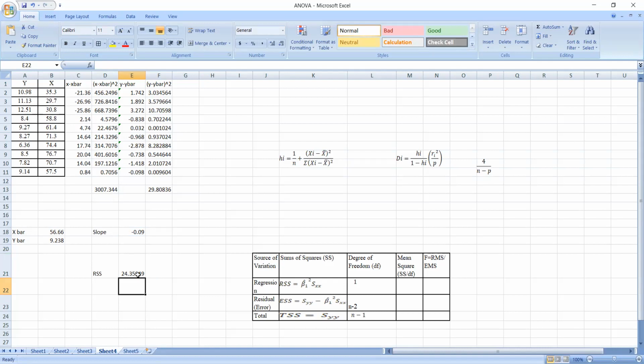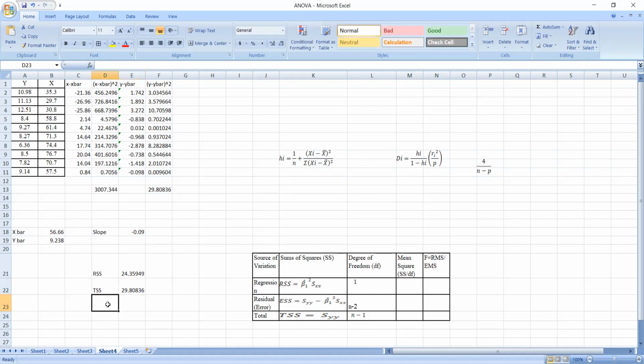And then let's calculate the total sum of squares. That is very easy to calculate because we can see the total sum of squares is equal to SYY. In other words, that is the summation of y minus y bar squared. I have already calculated that, so the total sum of squares is equal to this value, that is 29.8.